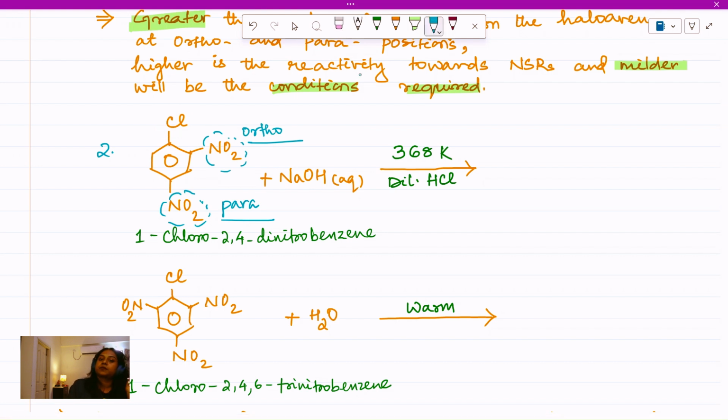Okay, now when we have two electron withdrawing groups, one at ortho, one at para, it makes the reaction go even faster, meaning it will need less high temperature. So the temperature dropped from 433, now it dropped to 368 Kelvin. The product is going to look the same. Here we'll have nitro at this position, nitro at this position, but instead of chlorine, we have an OH group over here, right?